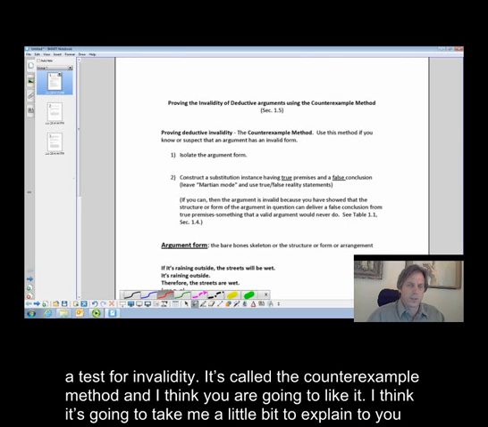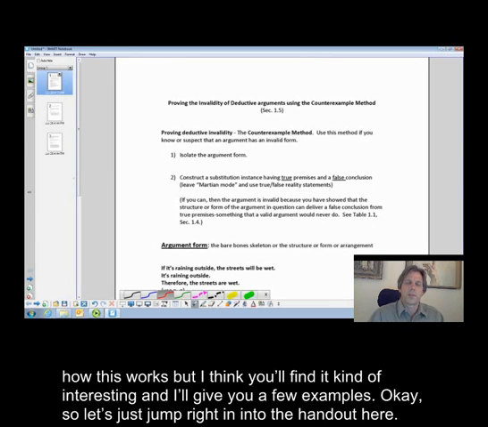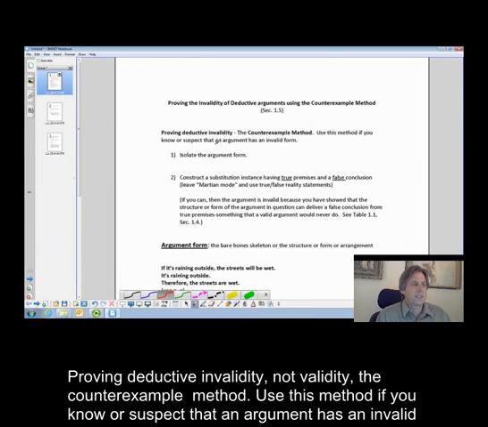It's going to take me a little bit to explain how this works, but I think you'll find it kind of interesting, and I'll give you a few examples. So let's just jump right into the handout here. Proving deductive invalidity, not validity: the counterexample method. Use this method if you know or suspect that an argument has an invalid form.